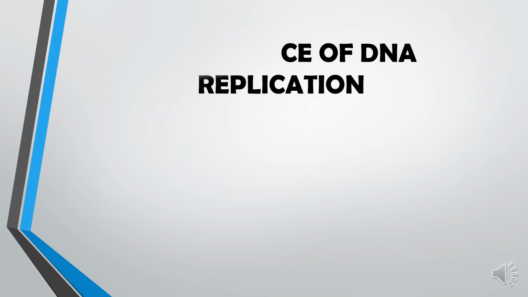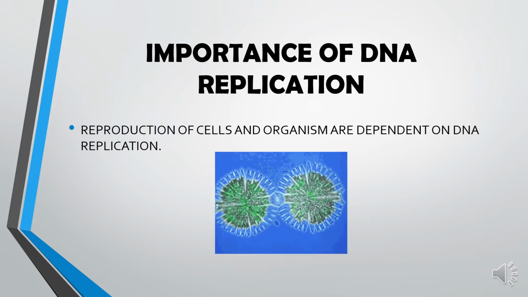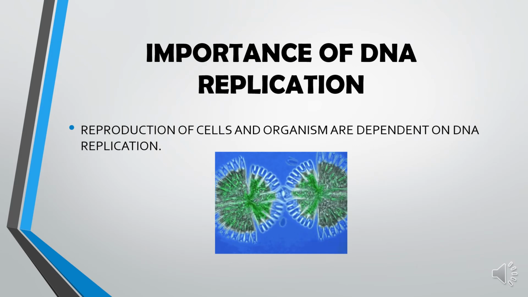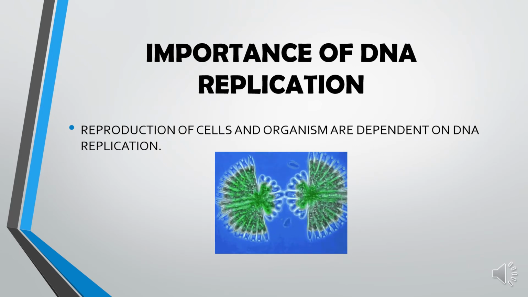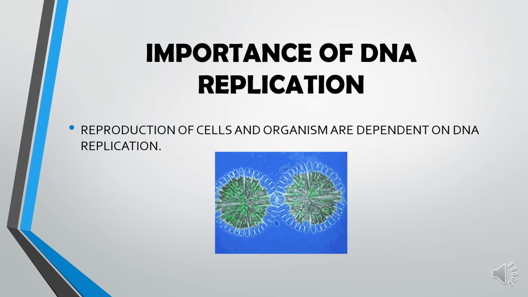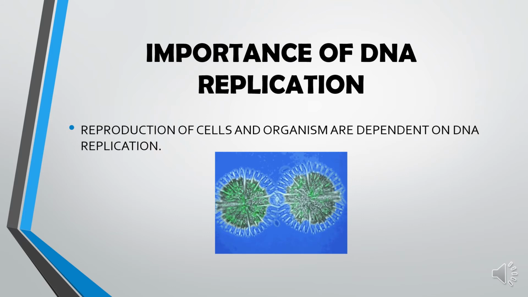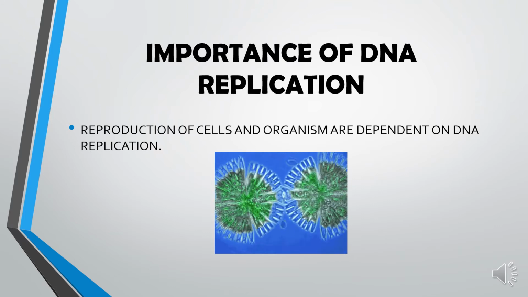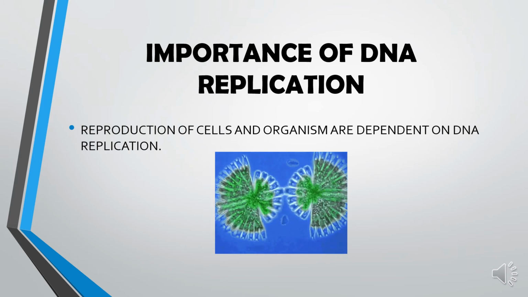So now let's proceed to the importance of DNA replication. First, reproduction of cells and organisms is dependent on DNA replication. Reproduction of cells without DNA replication is impossible because every cell needs that original and authentic DNA molecule, since the information stored in DNA is essential for life. And if a cell dies, the body must replace that cell, and the only way to replace the cell is to first copy the information that the cell contained.